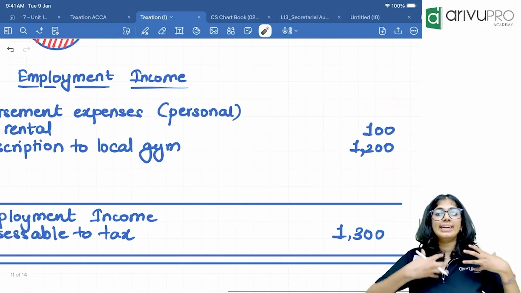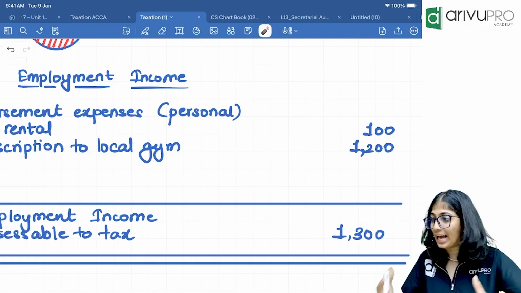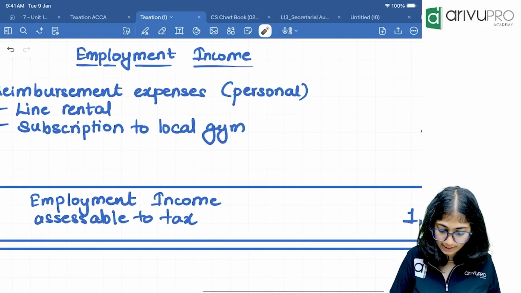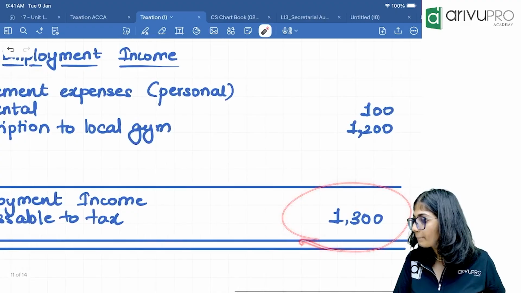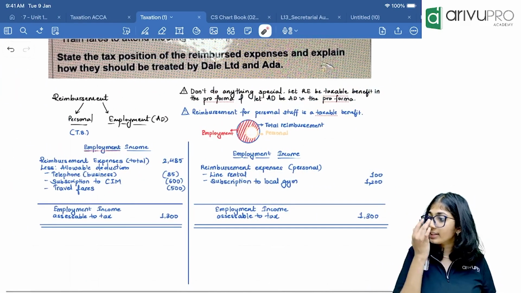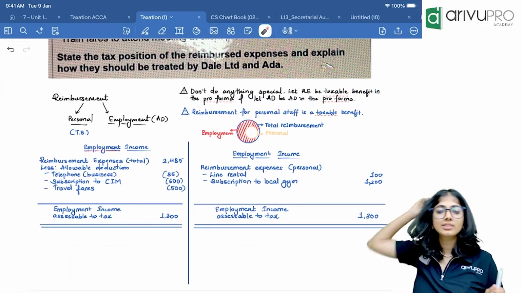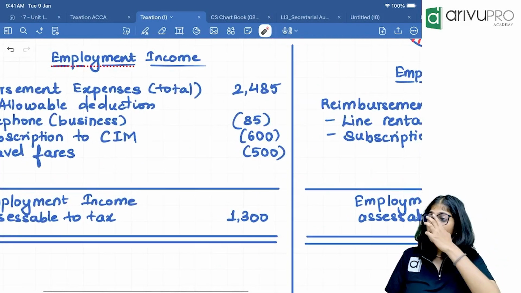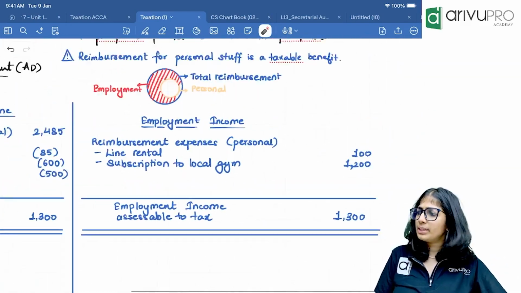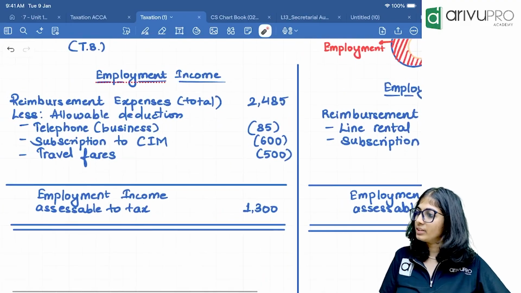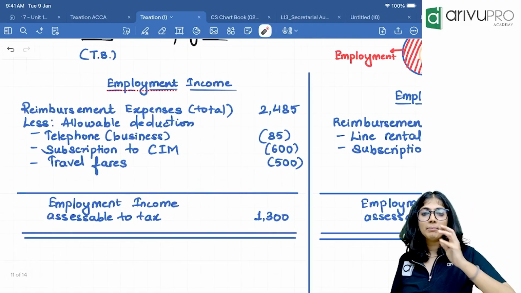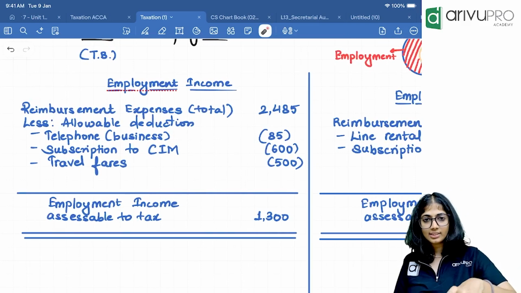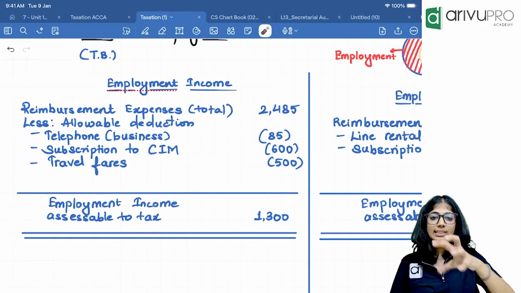Anything that I'm not getting an allowable deduction for tax purposes, what am I going to do? I'm going to put it in reimbursement expenses. I will get the same amount, 1,300. It's either touching your nose like this or touching your nose like this. Same thing. There's no difference at all. Now you're going to be like, ma'am, which method should I use? Whichever method you feel comfortable with is the right method. The beautiful part about taxation in ACCA is that as long as it makes sense, it's allowed.